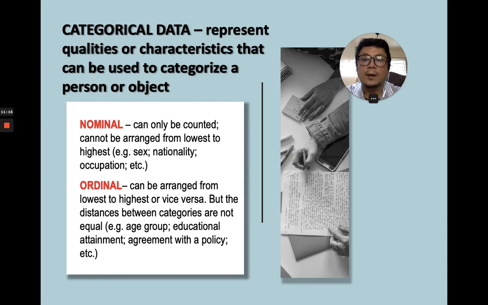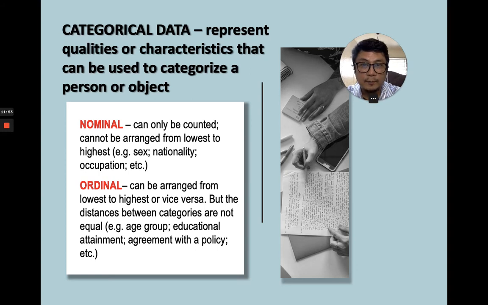Other examples of nominal data, for example, nationality: Filipinos, American, Chinese, etc. Occupation: student, doctor, professional, unemployed, etc. These are all groups by occupation, but there is no arranging them from lowest to highest. It doesn't matter.